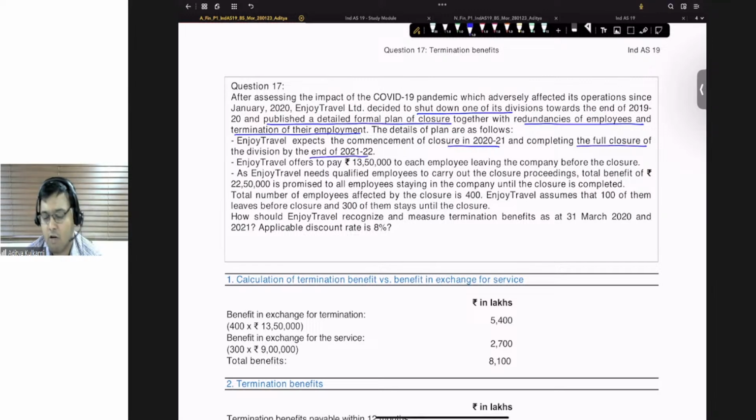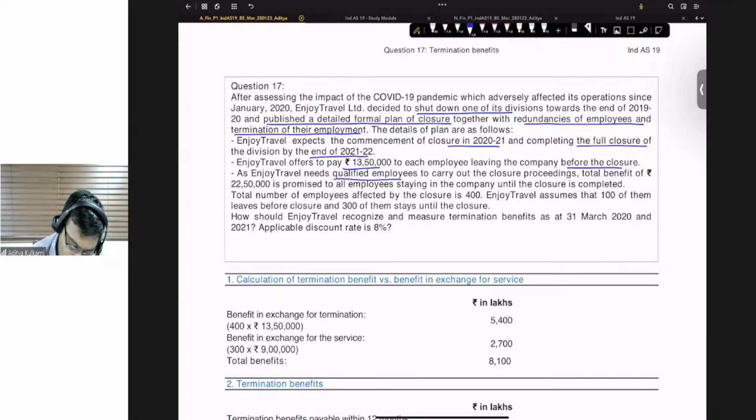Okay, so obviously closure takes that much time. Offers to pay 13,50,000 to each employee leaving the company before the closure. That means for leaving immediately, 13,50,000. But for closure you need certain qualified employees.